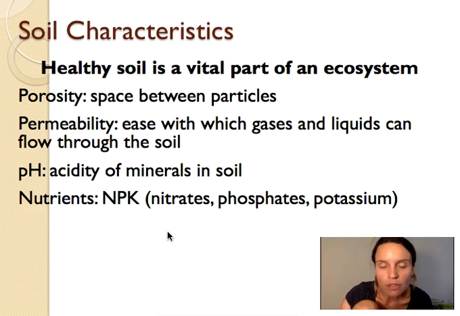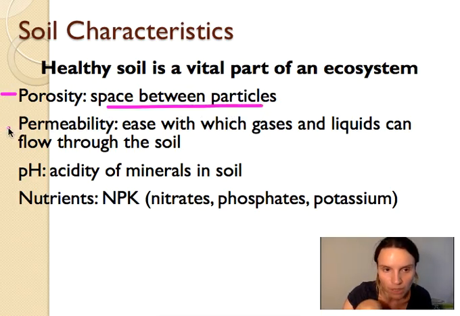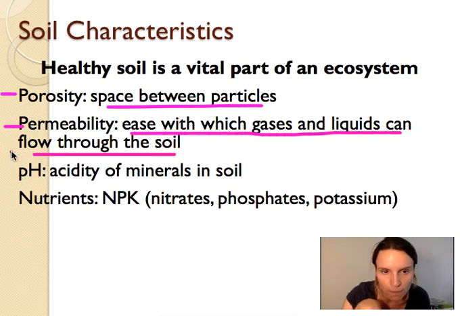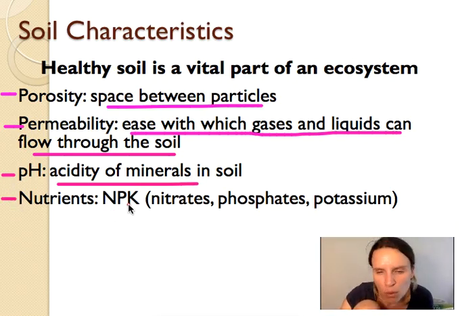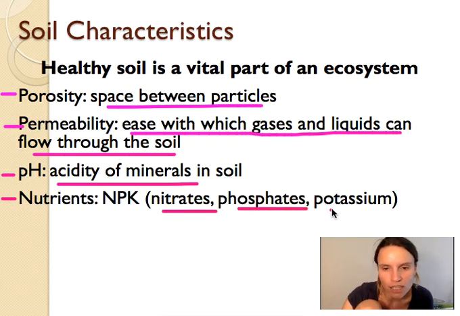When you talk about soil characteristics, there are four basic things that you can talk about. Porosity, which is the space between particles. Permeability, which is the ease with which gases and liquids flow through soil. pH, which is the acidity or the concentration of hydrogen ions in the minerals in the soil, and the nutrients that are present. The most important nutrients are nitrates, phosphates, and potassium. So sometimes we abbreviate soil nutrients with NPK.